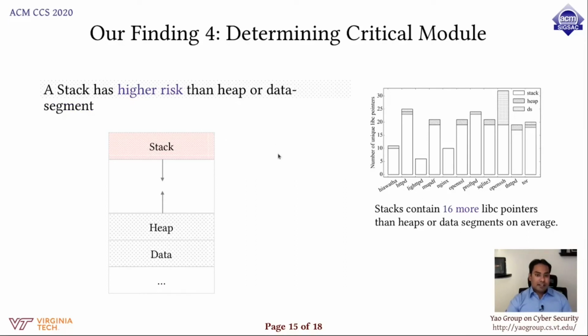Our fourth finding is about determining the critical modules or segments of an application binary based on the number of libc pointers. We have seen that a stack has higher risk than the heap or data segment. This is because the stacks on average contain 16 more libc pointers than the other two segments.